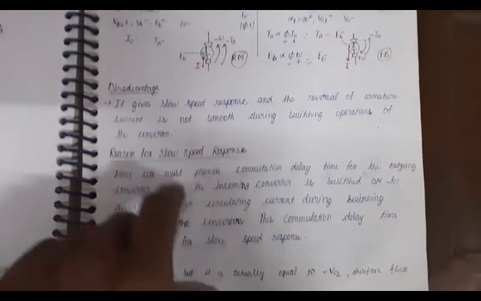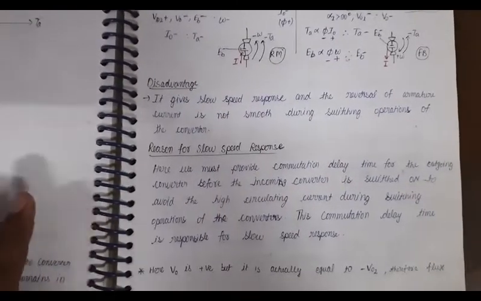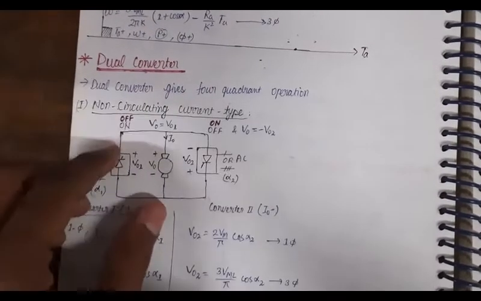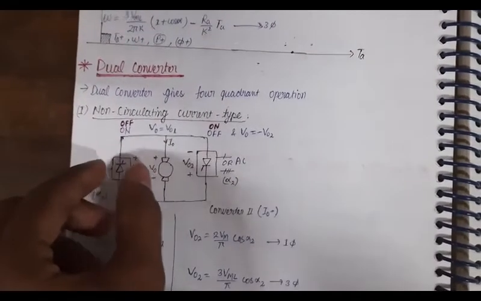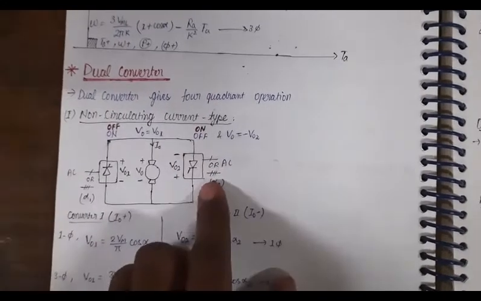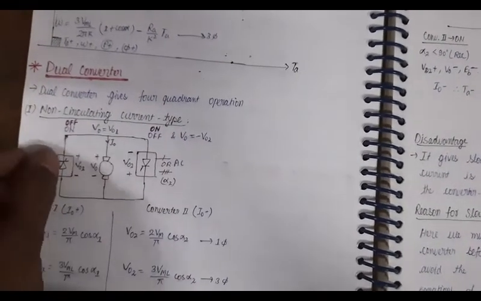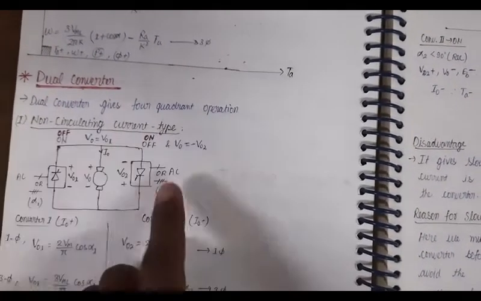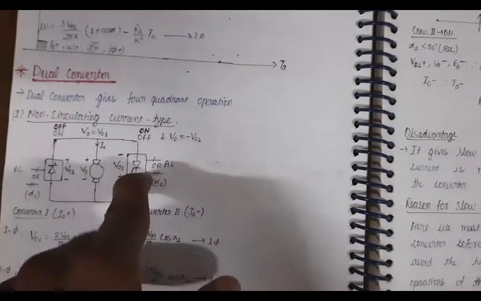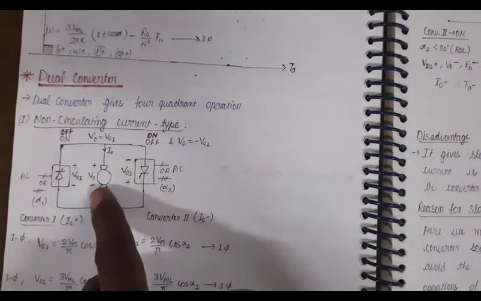What does this mean? Here we must provide some delay time so that when converter 1 is switching off, we let it switch off completely, and only then is converter 2 switched on. Otherwise, if this converter is not switched off completely and we switch on converter 2, then a higher circulating current will flow, which may damage our circuits. That's why we have a slow speed response here.